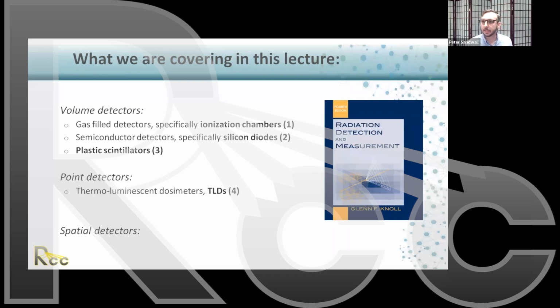Some point detectors, and that's a kind of a misnomer because they still do have a volume, but they're very small, are the thermoluminescent detectors and the optically stimulated luminescent detectors. And those can both actually be classified as luminescent detectors. Then as far as spatial detectors, we'll go over radiochromic film, also known by its trade name of GafChromic.